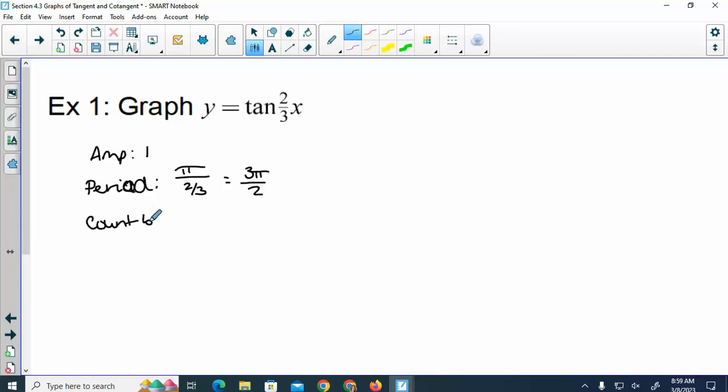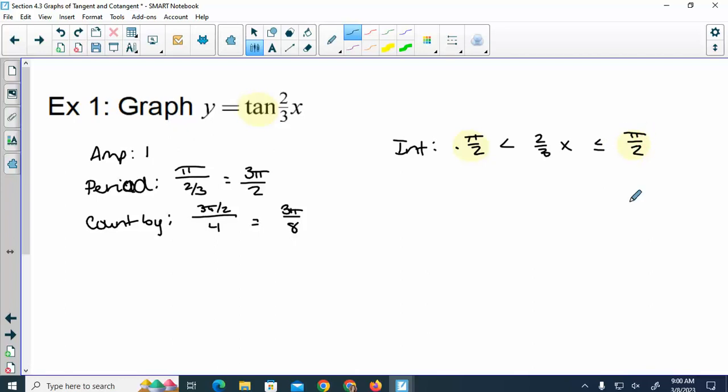Count by, we do our period, divided by 4 for the 4 quadrants. So we get 3 pi over 8. The interval. This is the one thing we really have to focus on. If we are dealing with tangent, what do we put tangent between? Negative pi over 2 and then pi over 2. And inside's just my 2/3.